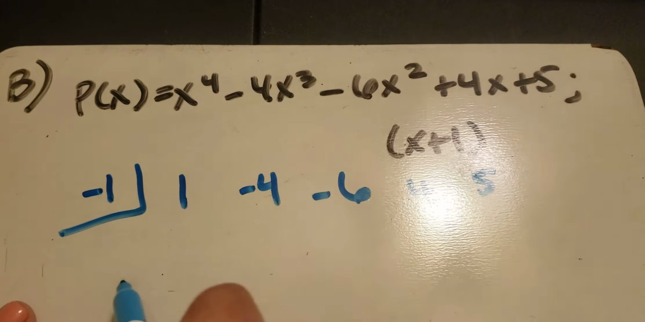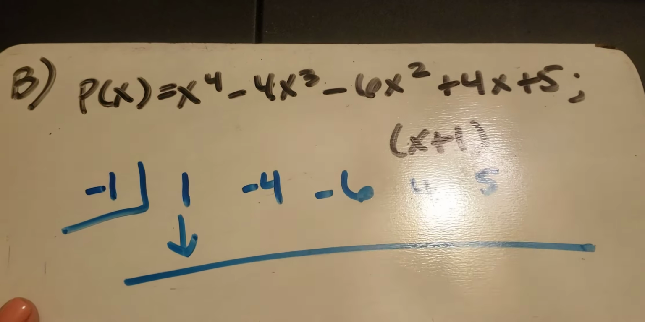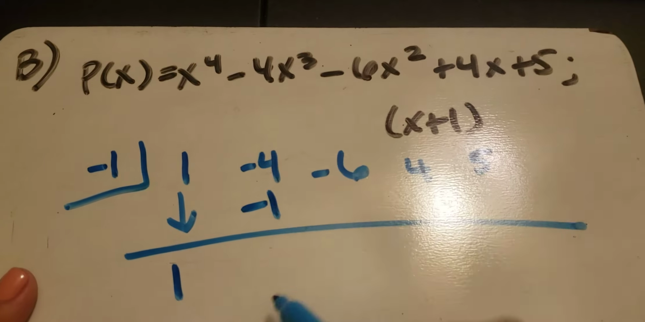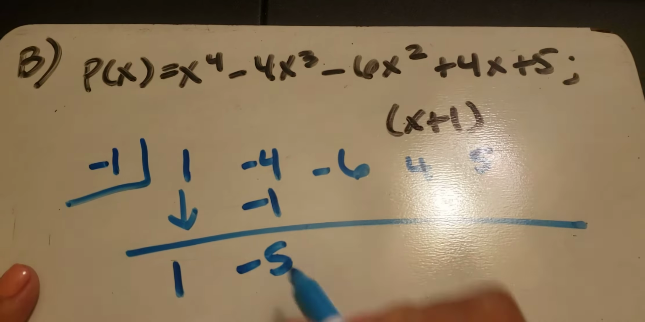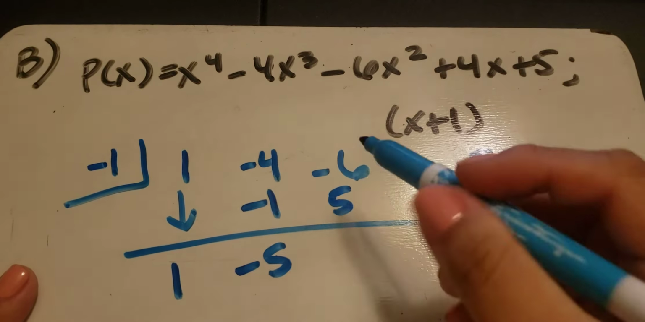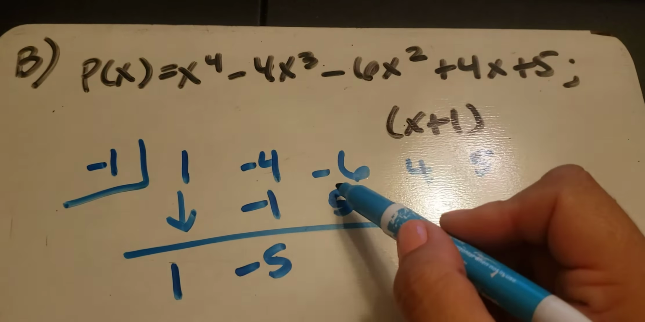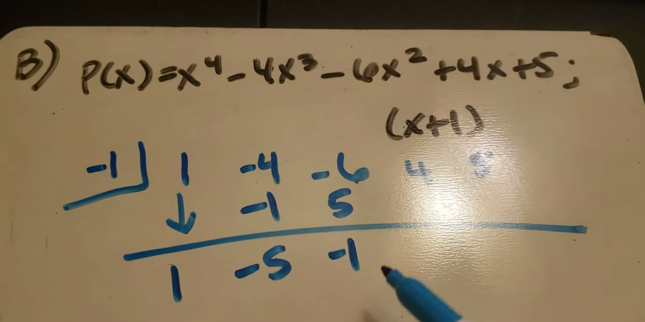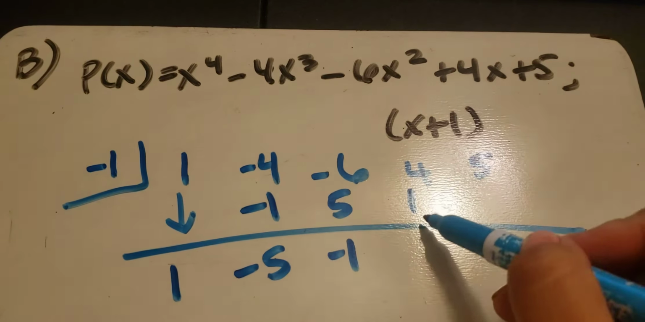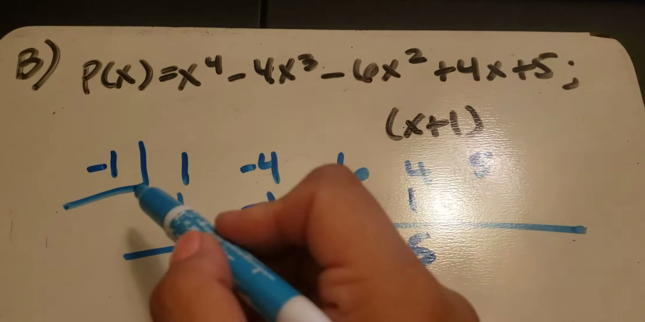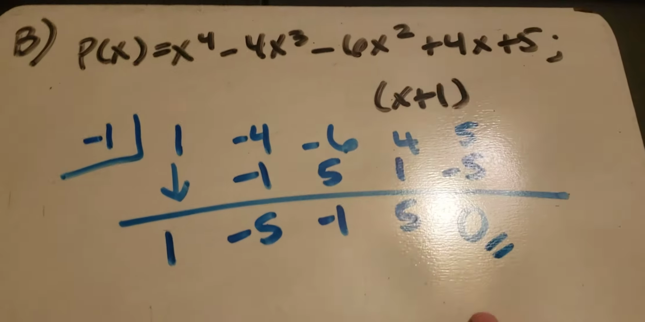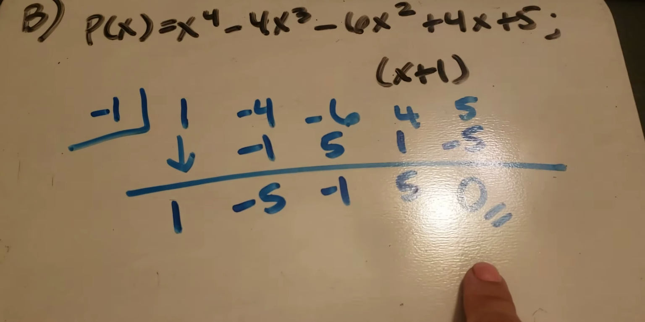Okay? And then here we go. Again, bring the first value down. So that's 1. Multiply 1 times negative 1, negative 1. Combine like terms, negative 5. Multiply negative 5 times negative 1, positive 5. Combine like terms, so negative 6 plus 5, negative 1. Multiply negative 1 times negative 1, so positive 1. Combine like terms, 4 plus 1, 5. 5 times negative 1, negative 5. Combine like terms, we get 0. Whenever you get 0, that's always a good sign. That means it does go in evenly.